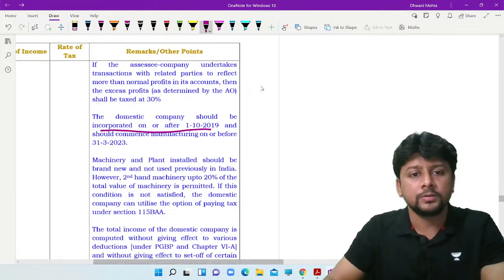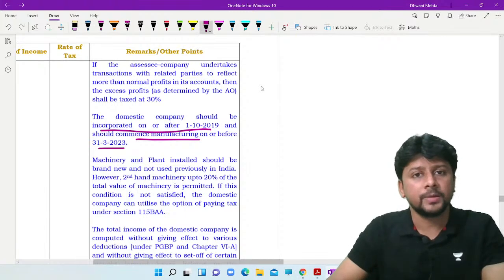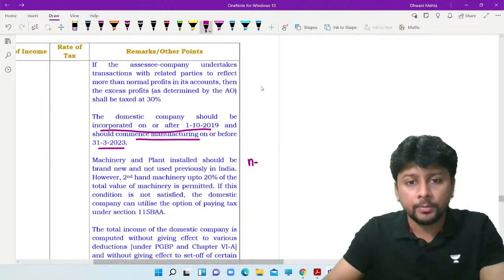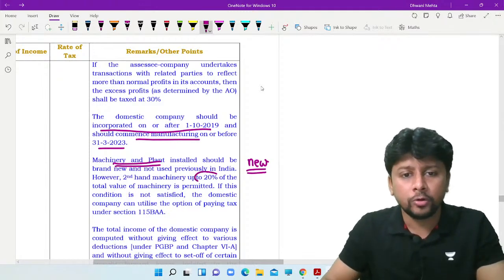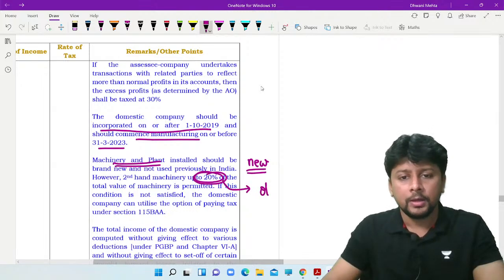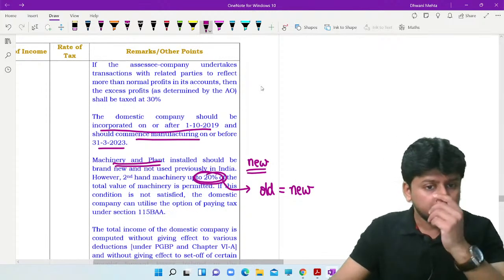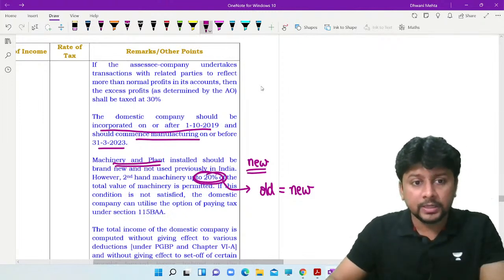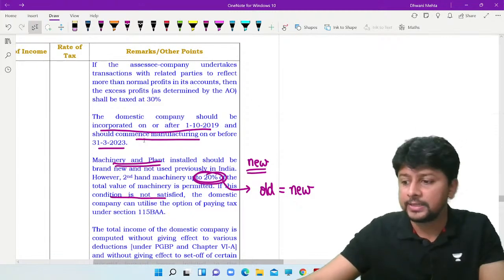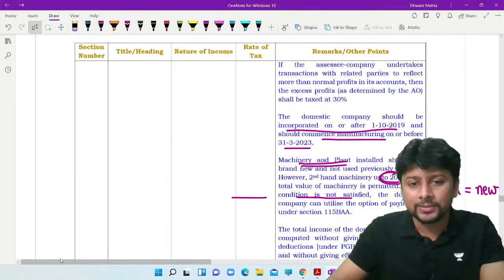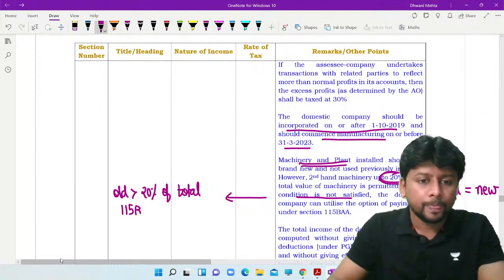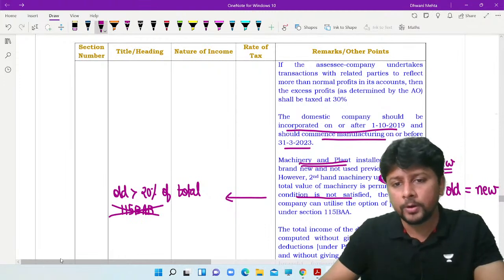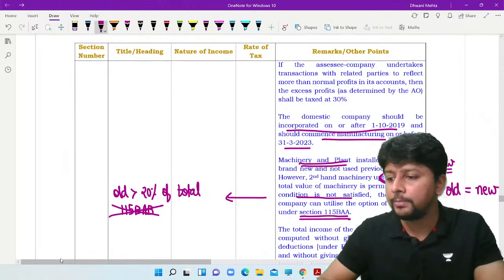A company incorporated on or after 1st October 2019 should commence manufacturing on or before 31st March 2023. You have to install brand new plant and machinery only. Second hand machines are not permitted. But yes, a relaxation is given that up to 20% of your total machines, if they are old, then this old will be treated as new. If by chance this condition is not satisfied, meaning that my old machines are greater than 20% of my total machines, then this section 115BAB becomes not applicable. No problem. I am a domestic company. I can still switch to 115BAA as an option.